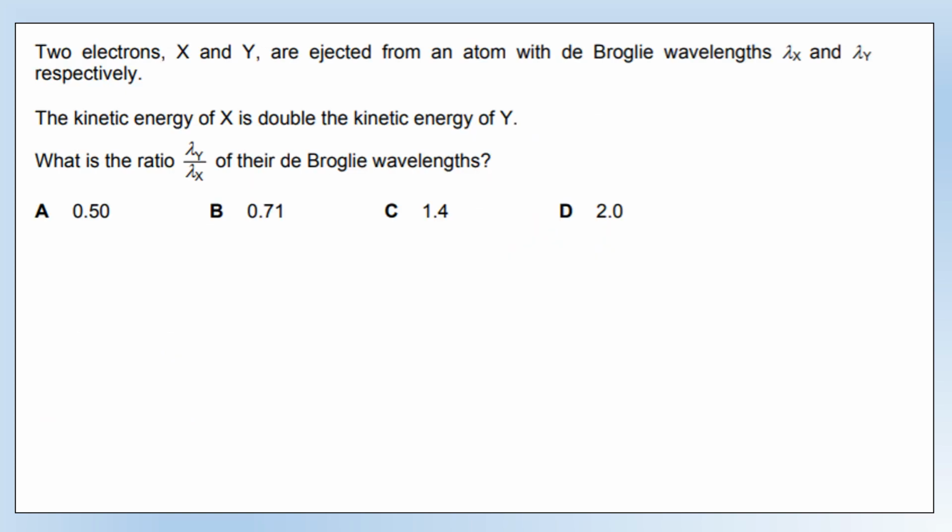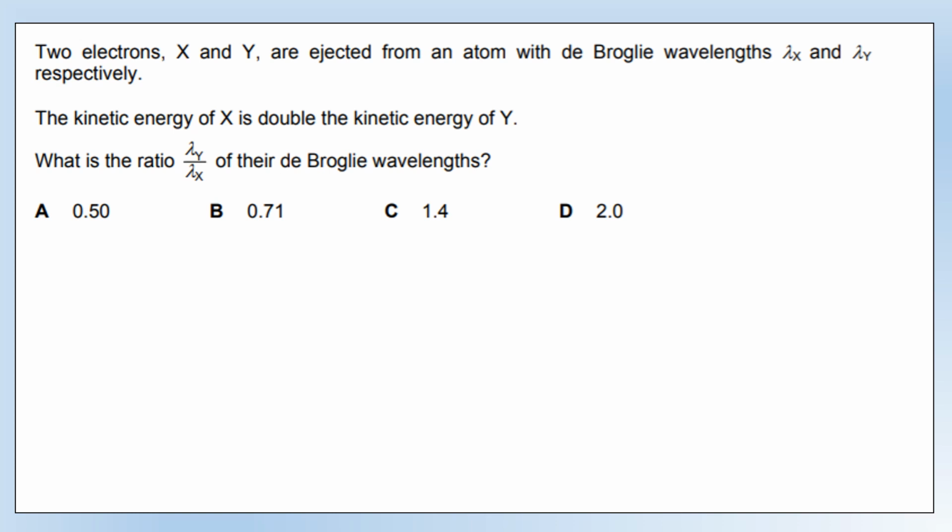Okay, so two electrons, x and y, are ejected from an atom with de Broglie wavelengths lambda x and lambda y. Kinetic energy of x is double kinetic energy of y. What is the ratio of lambda y to lambda x?